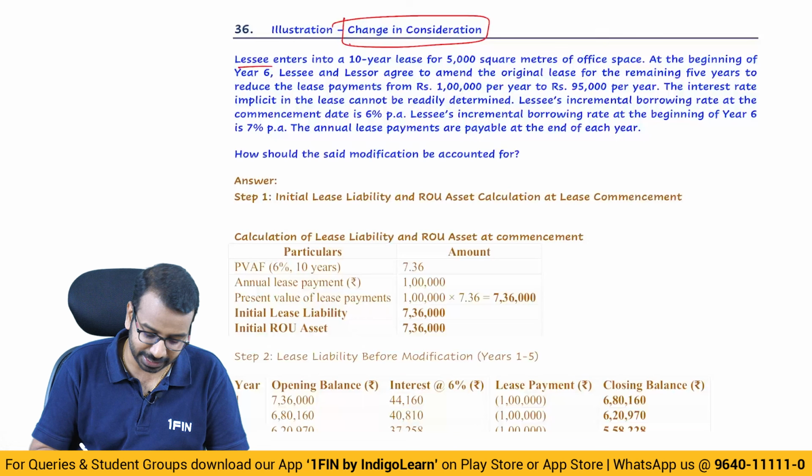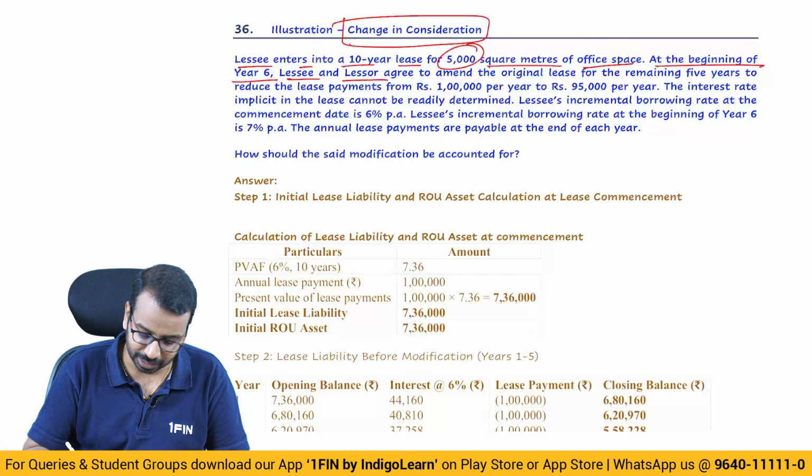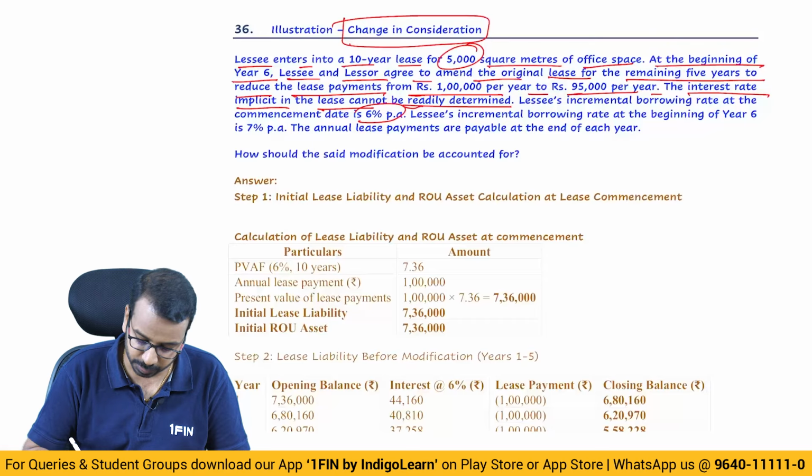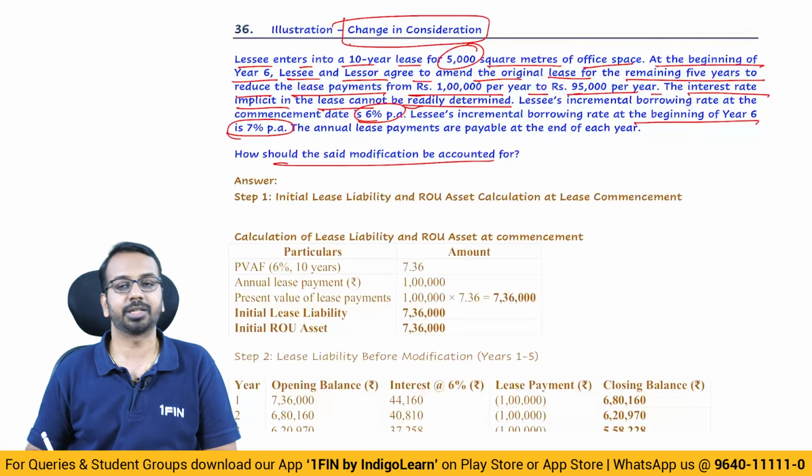Alright. So the lessee enters into a 10-year lease for 5,000 square meters of office space. At the beginning of year 6, lessee and lessor agree to amend the original lease for the remaining 5 years to reduce the lease payments from 1 lakh per year to 95,000 per year. The interest rate implicit in the lease cannot be readily determined. The incremental borrowing rate is 6%, and at the beginning of year 6, the rate is 7%. How should the modification be accounted for?